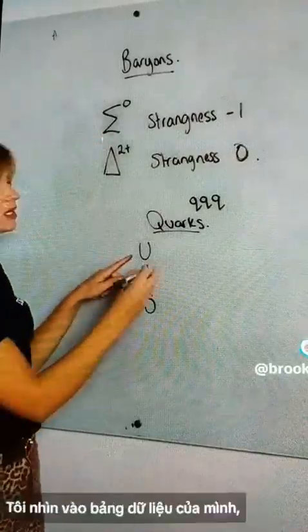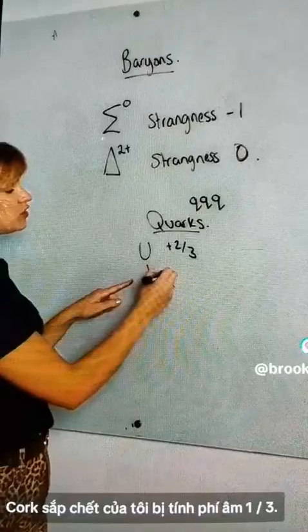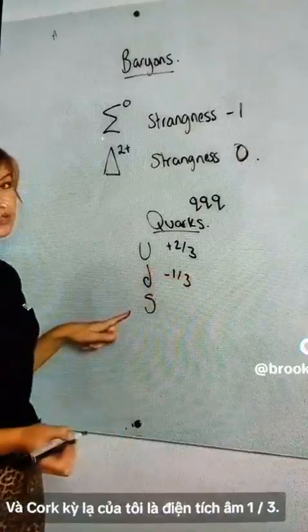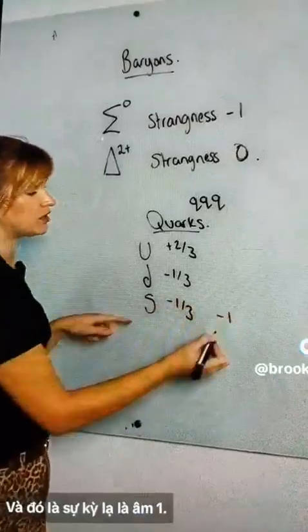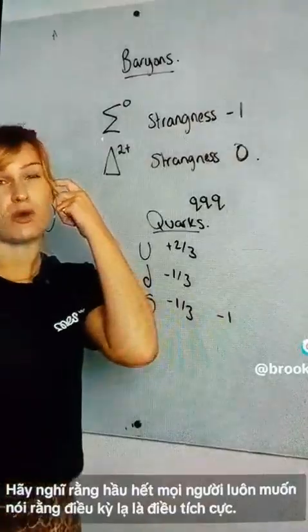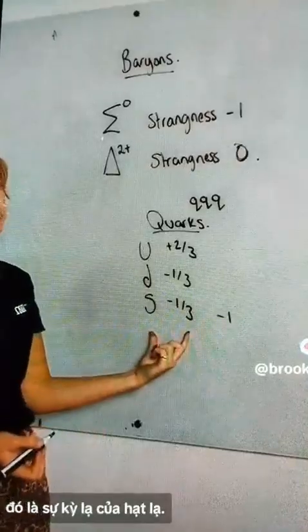So my up quark, I look at my data sheet, it's got a charge of plus 2/3. My down quark has got a charge of minus 1/3, and my strange quark has a charge of negative 1/3. And its strangeness is -1. I think most people always want to say its strangeness is positive 1, but you remember it's strange, so it's opposite to what you think. So it's the strangeness of the strange particle, okay?